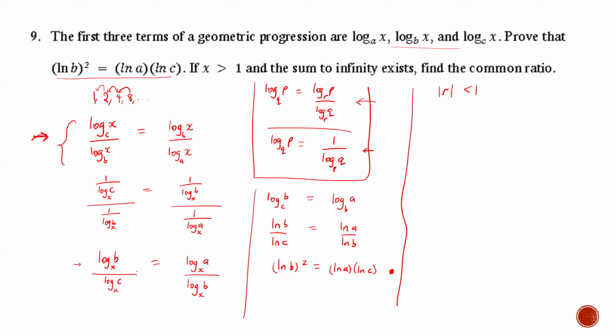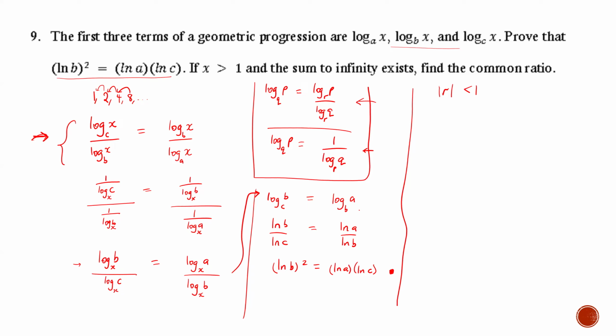Now, that finally leads us into this right here. Again, this is using the change of base rule. The log of b to base x is equal to log of a to base b, and then we change the base on both sides to base b, so that we have ln b out of ln c is equal to ln a out of ln b, and then we're able to prove what was required.